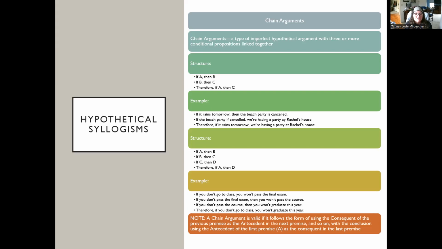Right? It only works if you have your first conditional statement here, right? You have your antecedent, if you don't go to class, and your consequent, you won't pass the final exam. The only way the chain argument is valid and works is if the next sentence starts with the consequent of the previous one. If you don't go to class, you won't pass the final exam.